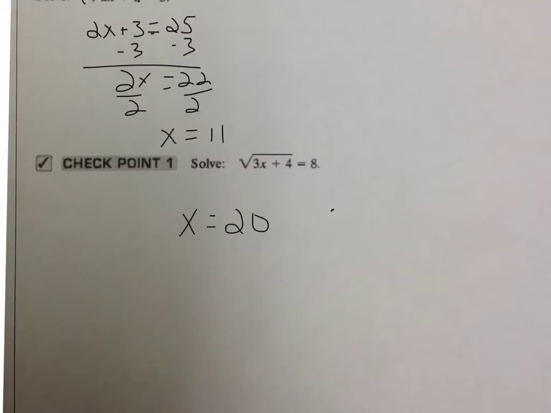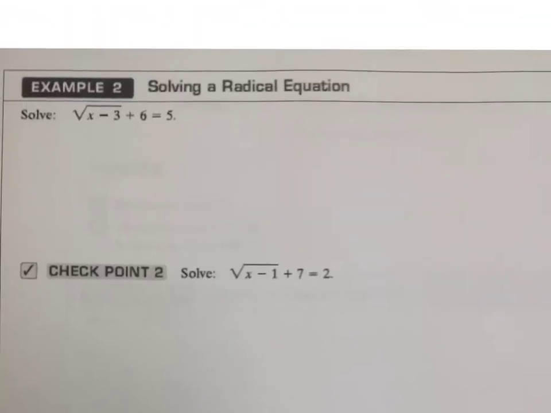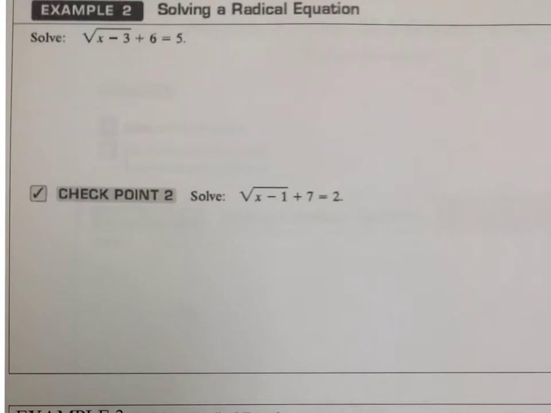Let's look at the next example. Solving a radical equation, example 2. The same rule applies that I said before. We have to have what's underneath the square root on one side of the equal sign by itself. That means I have to get rid of this plus 6 before I can get rid of that square root by squaring. So the first thing I would do is subtract 6 from each side. That gets me the square root of x minus 3 by itself on one side. My 6's will cancel. 5 minus 6 is negative 1.